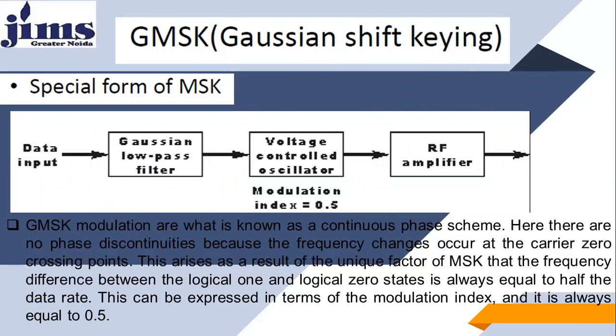GMSK modulation is what is known as a continuous phase scheme. There are no phase discontinuities because frequency changes occur at the carrier zero crossing points. This arises as a result of the unique factor of MSK, that the frequency difference between the logical 1 and logical 0 states is always equal to half the data rate. This can be expressed in terms of the modulation index, and it is always equal to 0.5.